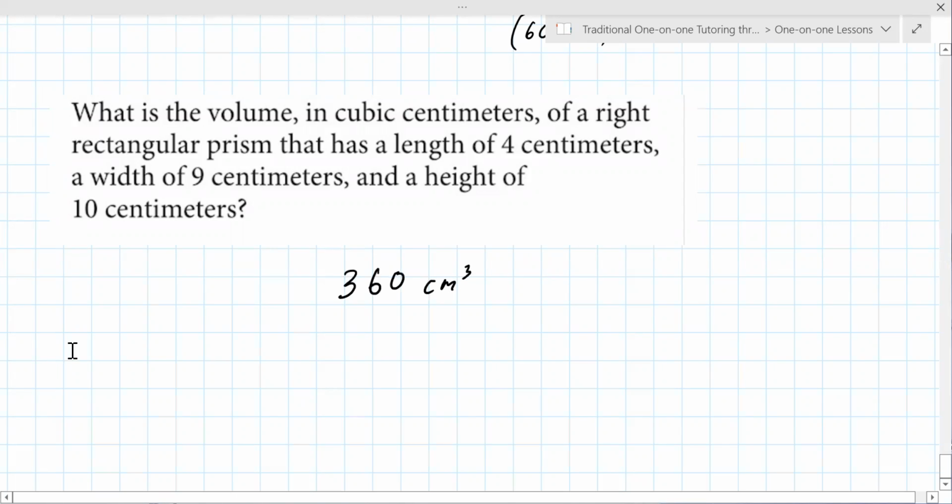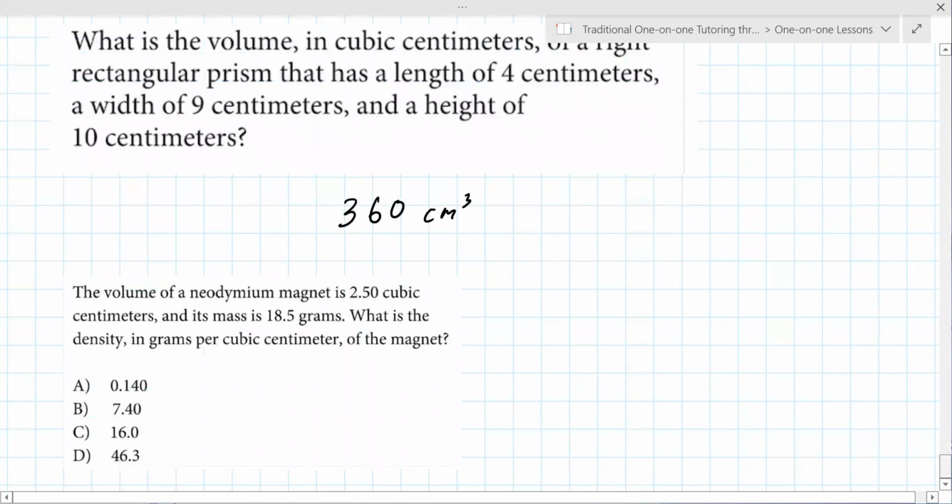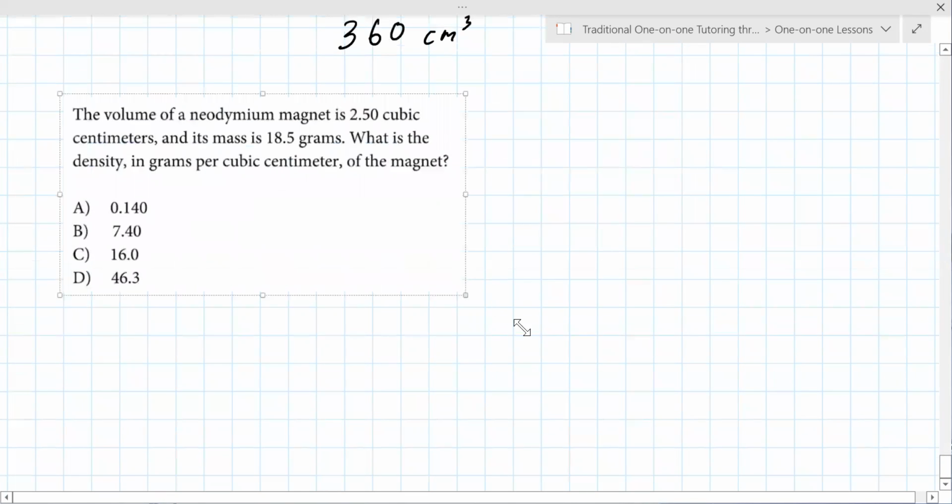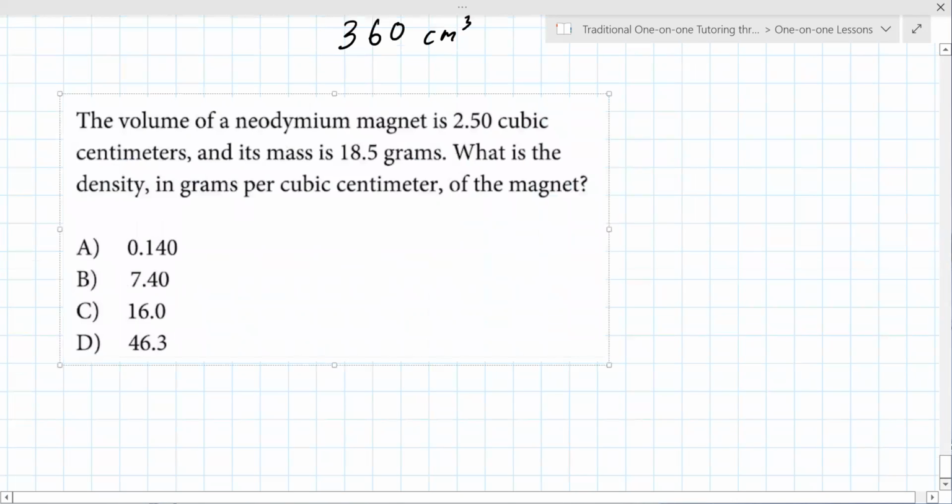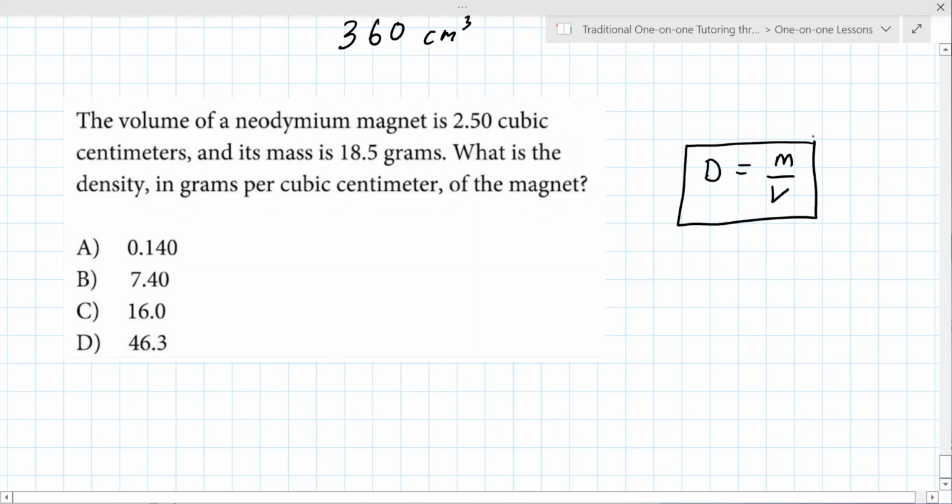All right, so we're back to a density problem. The volume of a neodymium magnet is 2.5 cubic centimeters and its mass is 18.5 grams. So they did not give you the formula for density. What is density? D equals M over V. So I guess you might want to write that down in your notes. I thought they would give it to you in all the problems.